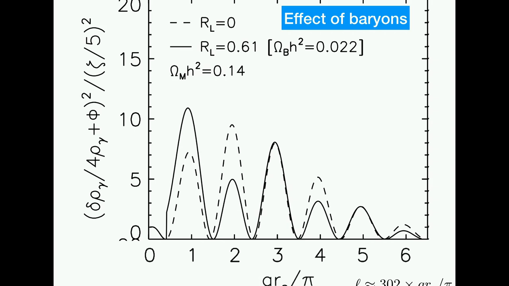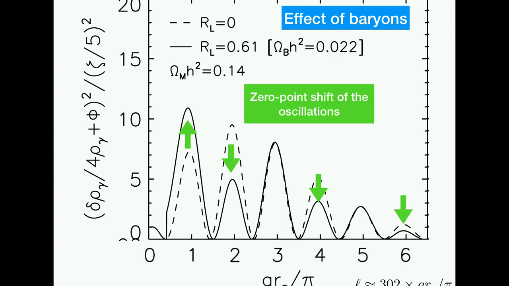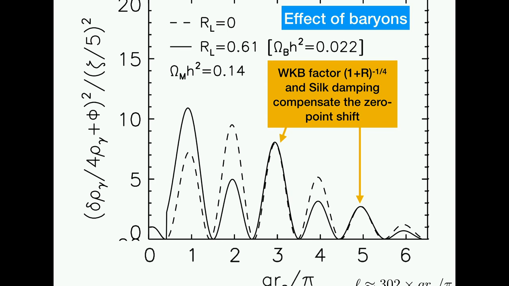Then let's include baryons. What it does is shift the zero point of oscillation, but because you're taking the square, right? The first peak goes up. You have to imagine that you have a cosine, and you shift the zero point, and it's squared. Then all the odd peaks go higher. Even peaks go lower. Now we have the first peak that's the highest. The second peak is lower. Why didn't the third peak go higher compared to the no baryon case? That's because of this 1 plus R to the minus quarter power. So that's a zero point shift. But then, this 1 plus R to the minus quarter power made these third and fifth peaks unchanged, okay? That's the baryon, okay? Do you understand this? All right, I'll come back to this later.